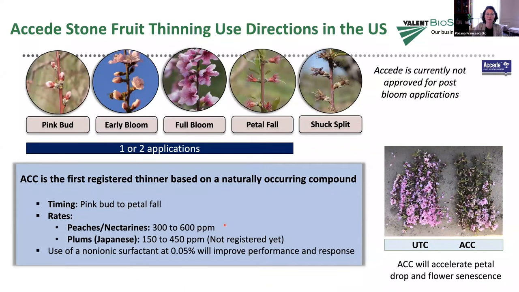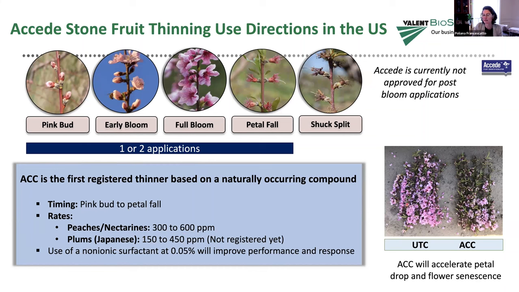For the stone fruit label, I'll go quick. I don't know how much stone fruit there is. I don't recall having stone fruit in Champlain, but the label is going to allow applications from pink bud all the way to petal fall. That's where we're going to be applying Accede, and that's where you see most of the efficacy from the product. The rates are a little bit higher than the apples, 300 to 600 ppm, for peach and nectarines. And then we're working with plums, and plums are more responsive to ACC than peach and nectarines, so we have to lower the rate for plums.